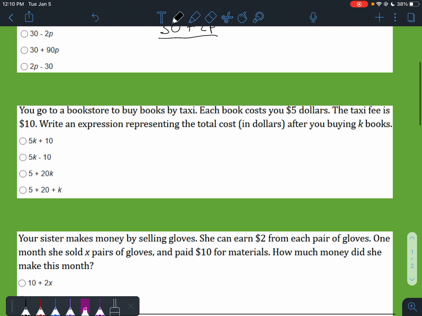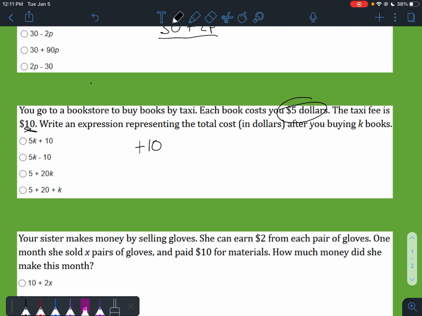You go to a bookstore to buy books by taxi. Each book costs you $5. The taxi fee is $10. Write an expression representing the total cost in dollars after buying K books. So we're going to the bookstore. So the taxi is going to be $10. So that's going to be a total flat $10. So we're starting there.